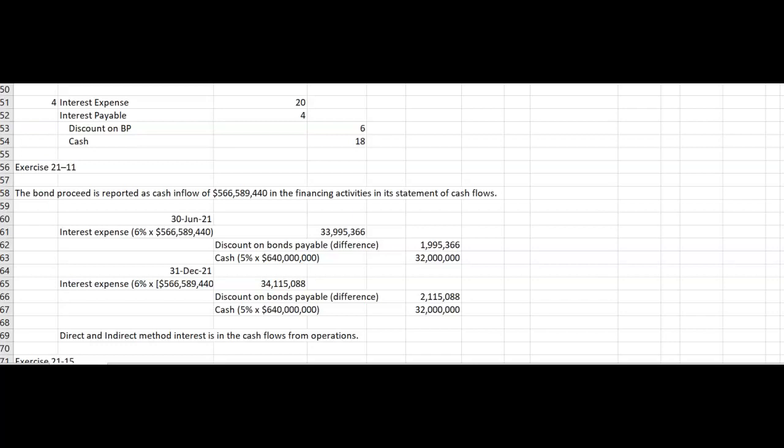Now, what would the amount be on the operations, which would be the interest expense? Now, they paid $32 million semi-annually. The total amount of interest for the year would be $64 million, which would be the $640 million times 10% divided by 2. So they promised to pay cash of $32 million.